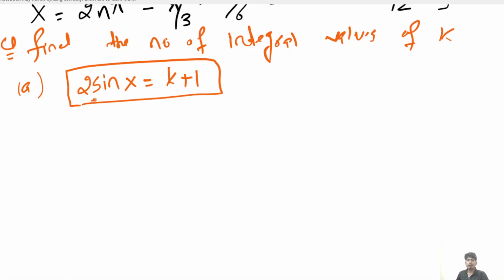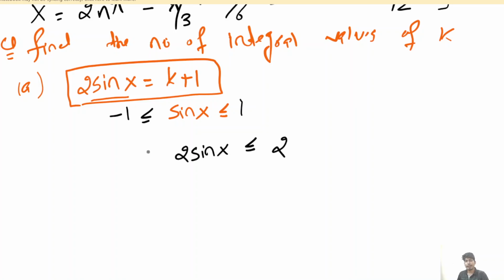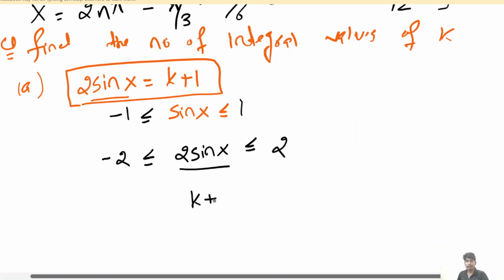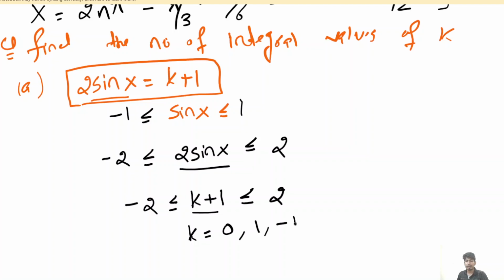We know sin x is less than or equal to 1 and greater than or equal to minus 1. Then 2 sin x is less than or equal to 2 and greater than or equal to minus 2. Since 2 sin x is k plus 1, k plus 1 lies between minus 2 and 2. Then what are the possible values of k? k can be 0, 1, minus 1, but only 3 values possible.